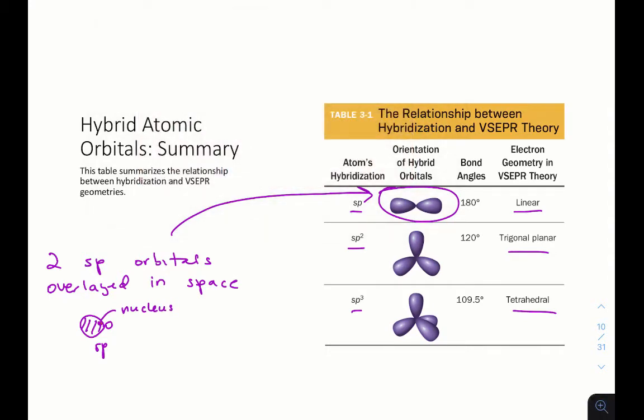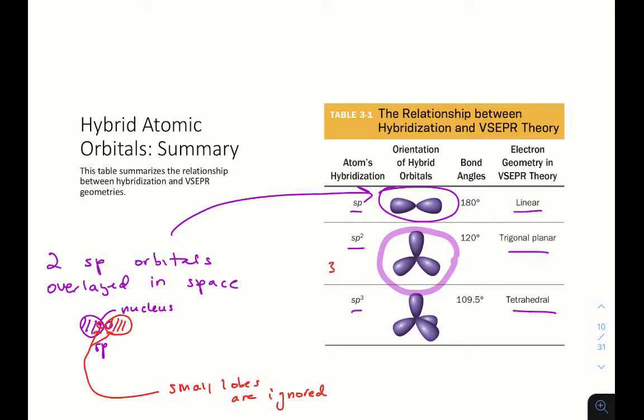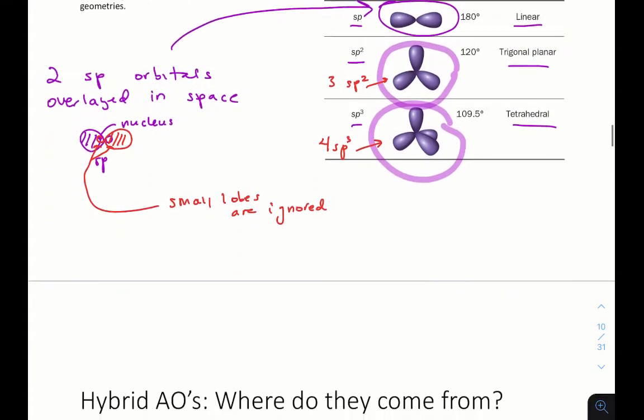And so those orbitals, when they're overlaid on one another, look something like this. And then we just ignore the small lobes in these pictures. So that means that this picture represents 3 overlaid sp2 orbitals. And this picture represents how many? Yeah, you've guessed it, 4 overlaid sp3 orbitals. All right, let's talk about all these hybridizations.